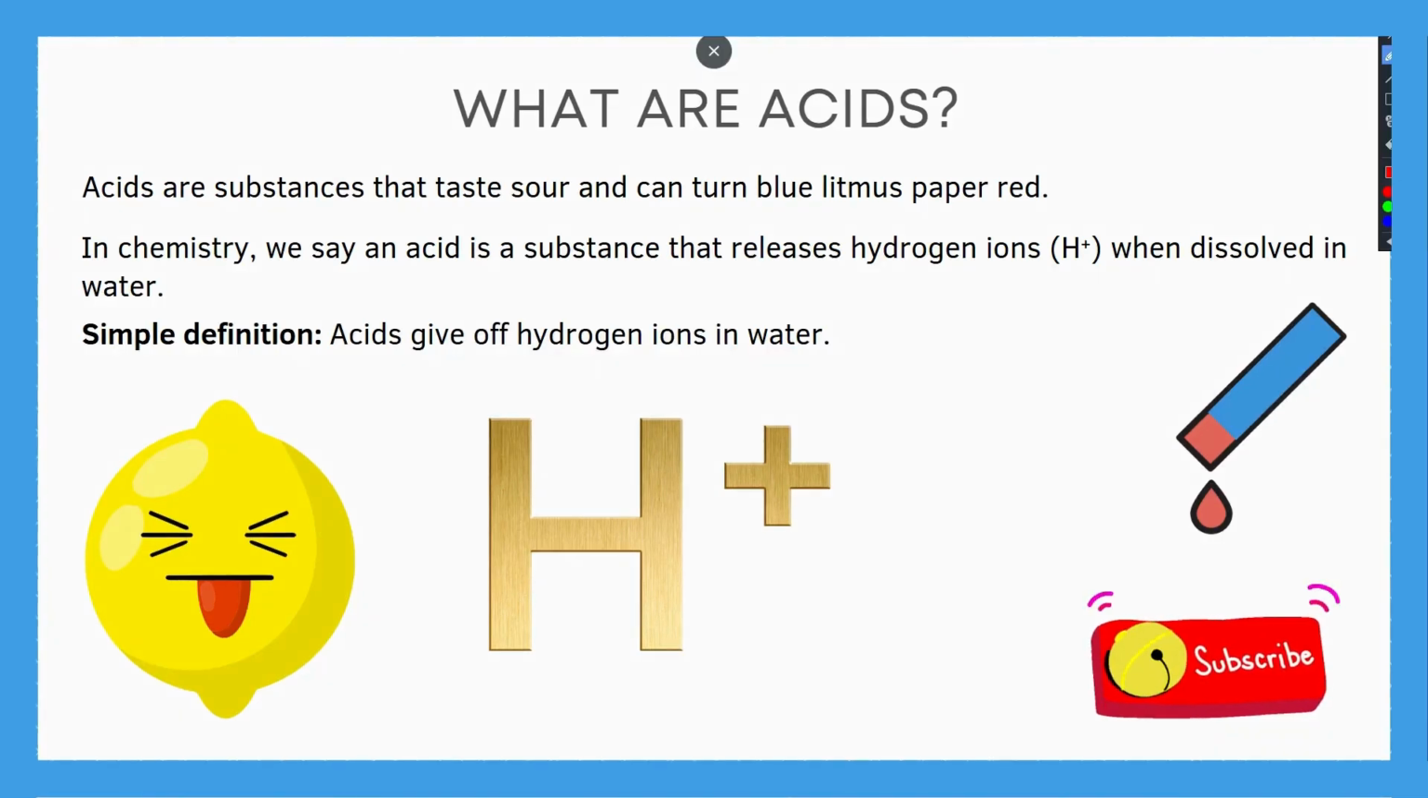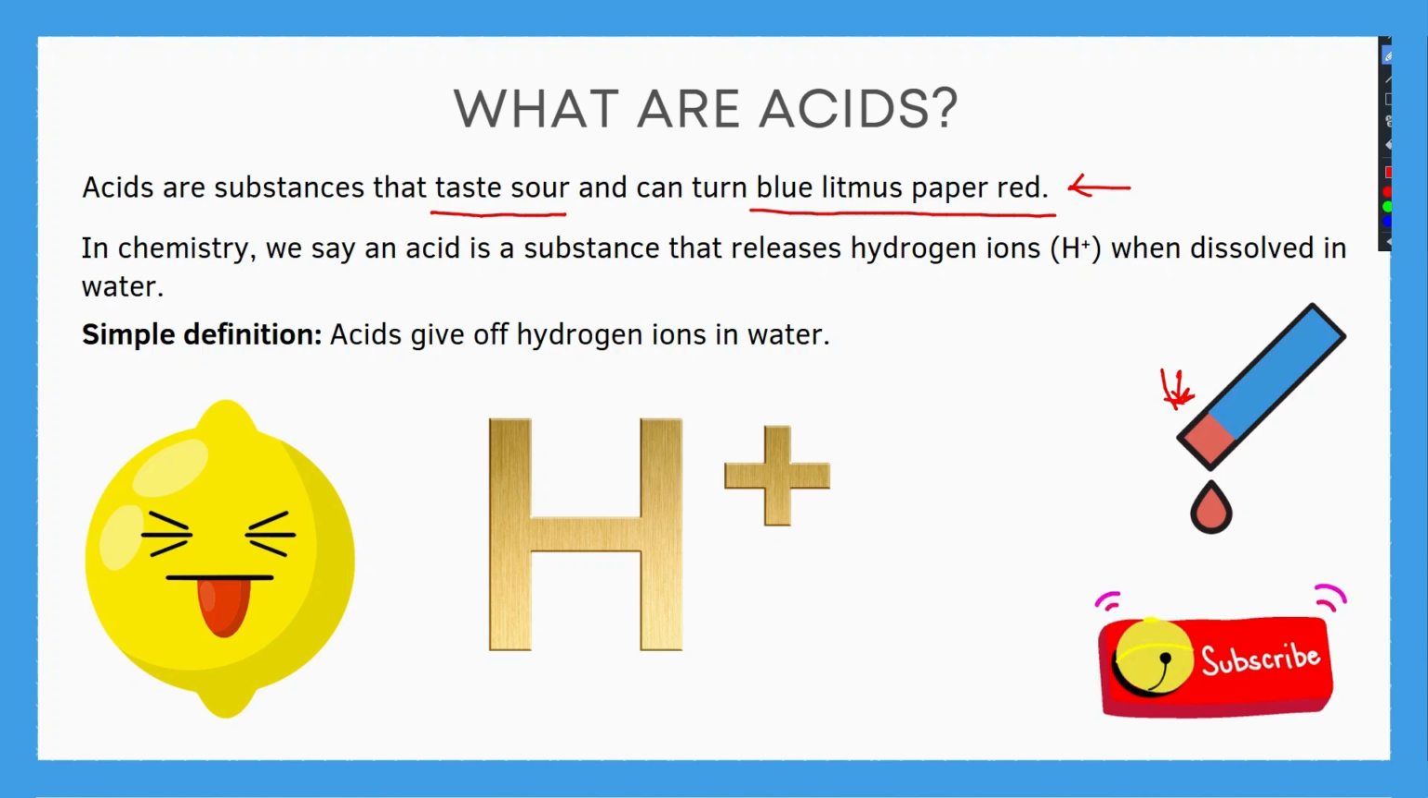So let's start off by defining the basic terminologies in this topic. First of all, acids. What are acids? Now, to the layman, somebody who doesn't study chemistry, he would define an acid to be a substance that tastes sour and can turn blue litmus paper to red, just like we have over here. But in chemistry, we do not define acids like that. In chemistry, we define acids to be a substance that releases hydrogen ions when it is dissolved in water.